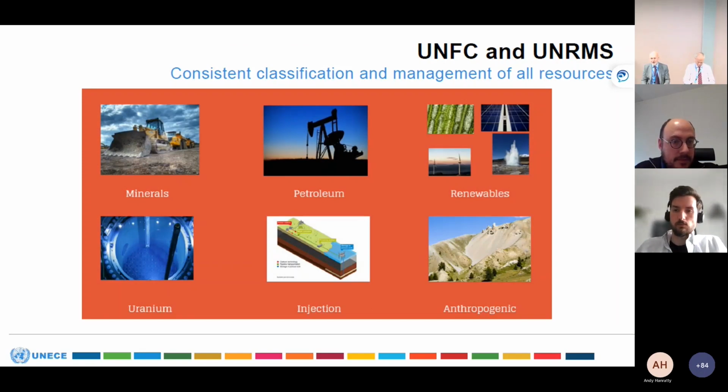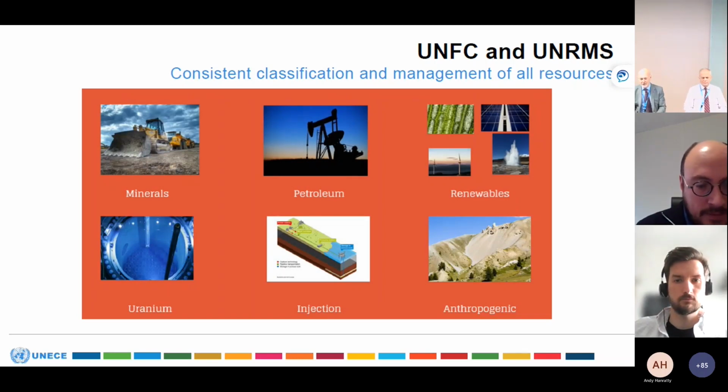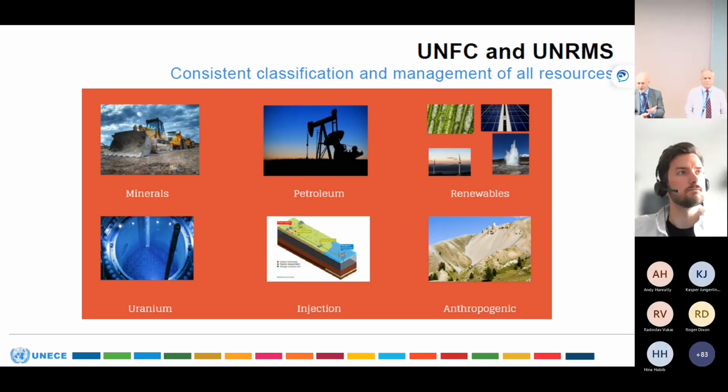The UNFC, the United Nations Framework Classification System, is a unique classification system amongst all resources that I'm aware of, in that it allows us to classify all different types of commodities: minerals, petroleum, renewables, injection, anthropogenic, secondary raw materials, uranium, basically all different types of commodities, on a level playing field. It looks at the volumes or amounts of each quantity being assessed, but also at the project efficiency, so what's the maturity of that project in moving forward? It also looks at the environmental, economic, social, and even governance issues associated with moving the project forward. By looking at all these different issues, we can start to make very informed and intelligent choices on what are the best projects to move forward.